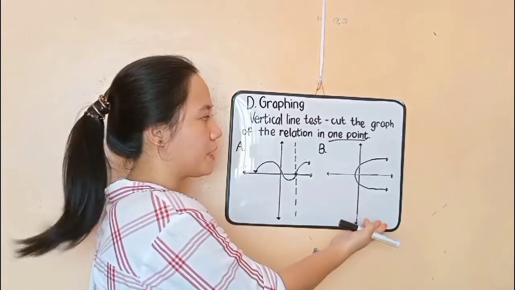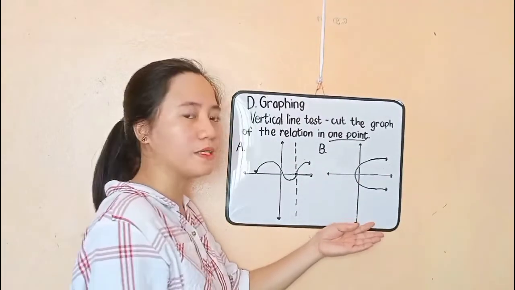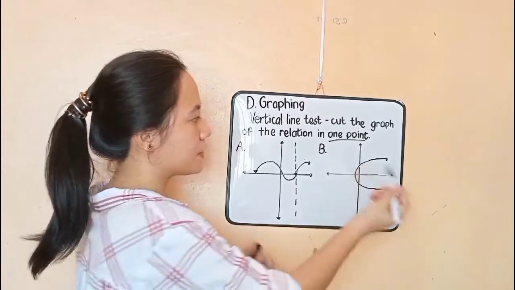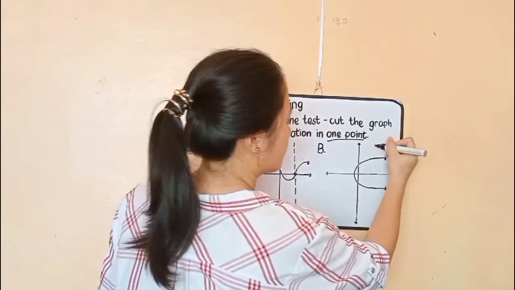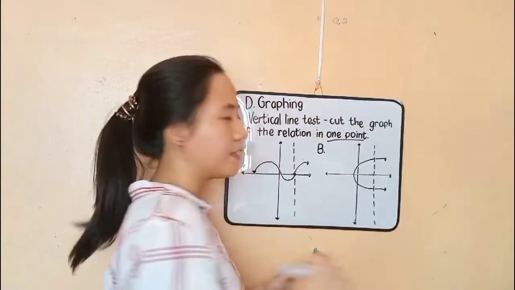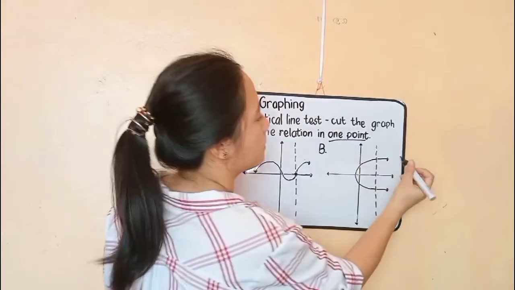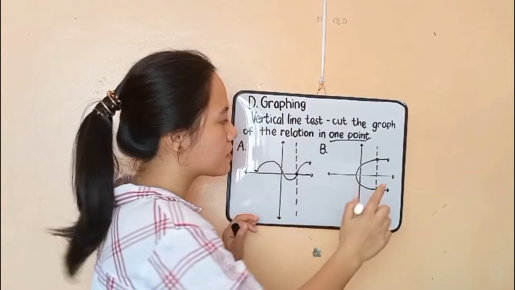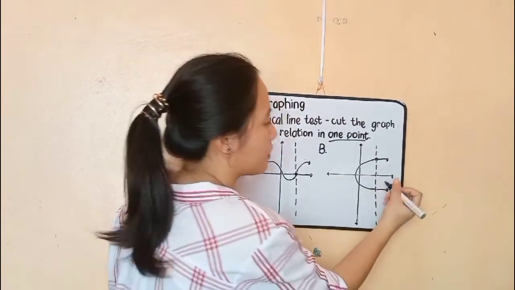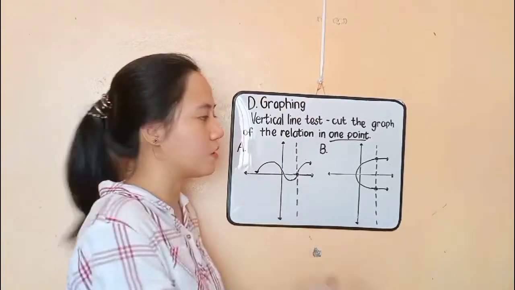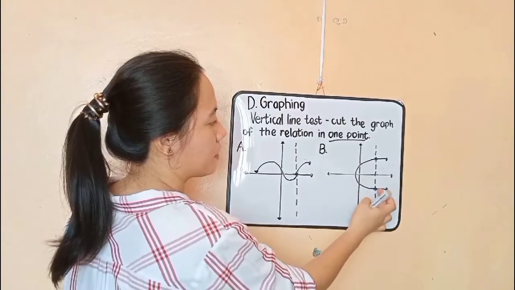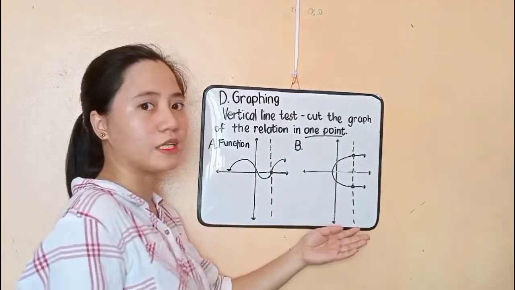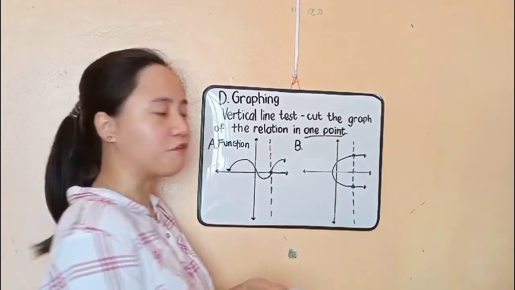This is the example letter B. So this is the graph of the relation, and let's draw the vertical line here. And the line cuts the graph here. This is 1 point, and as we can see, there is another point here. So the line also cuts the graph here. The relation in example letter B is not a function.